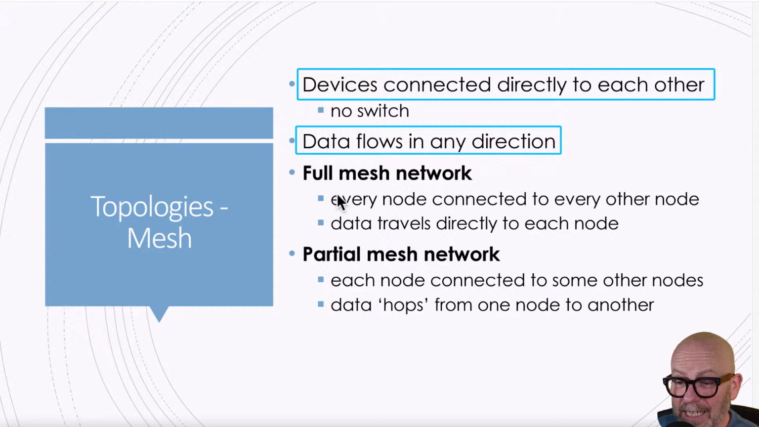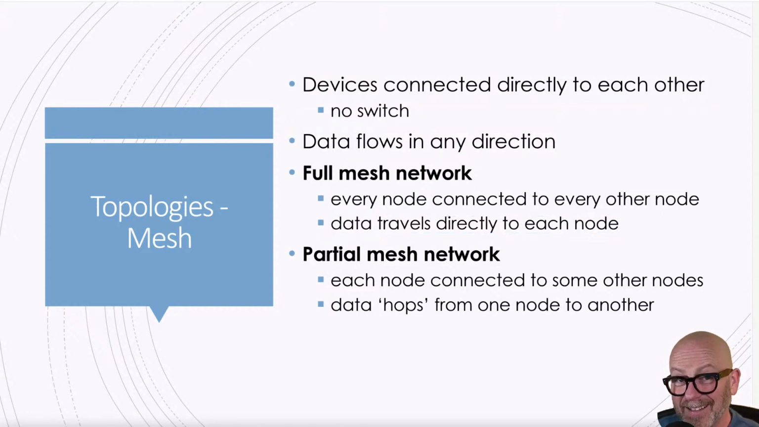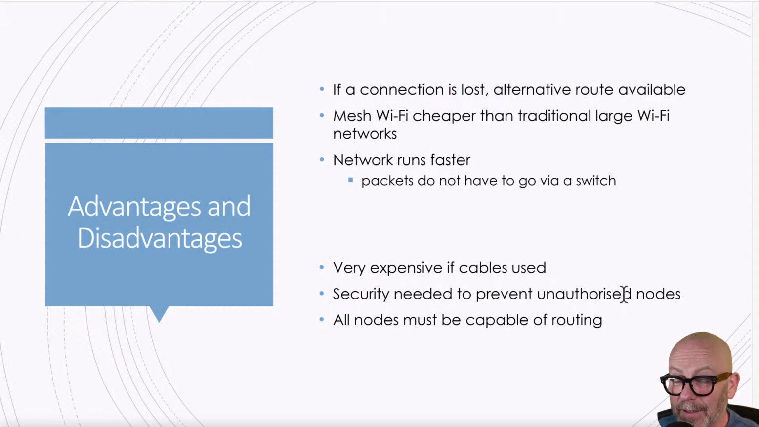Now, in the case of a full mesh network, every node is connected to every node, and the data travels directly to each node. In a partial mesh, well, you've guessed it, not every computer is connected to every node, and so there are data hops from one node to another. And obviously a partial mesh is less expensive because it requires less cabling.